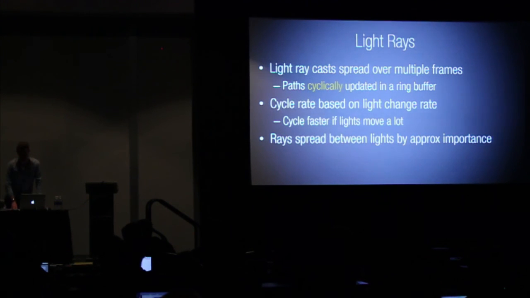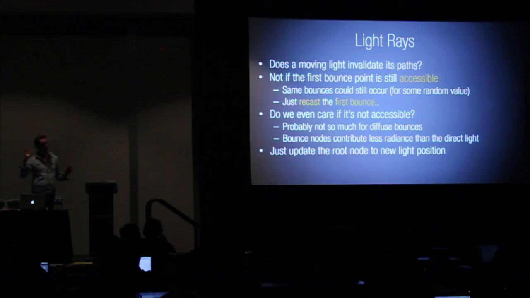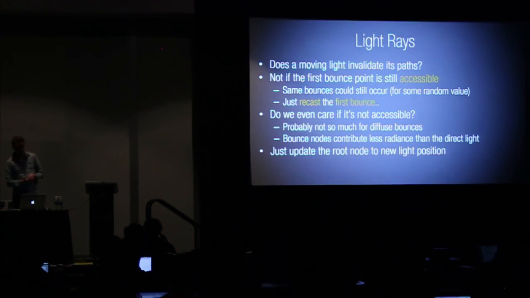If the lights are changing, then obviously those rays can become invalid. But does it though? I mean, if you move a light, does that mean that every place that light hit and bounced is no longer valid? Well, if the first bounce point is still accessible from the light, then clearly some random value could still give you the rest of the path. So why throw it away? So all you need to really do is take the path and recast the first bounce and see if it's still accessible. Does that even matter, really?